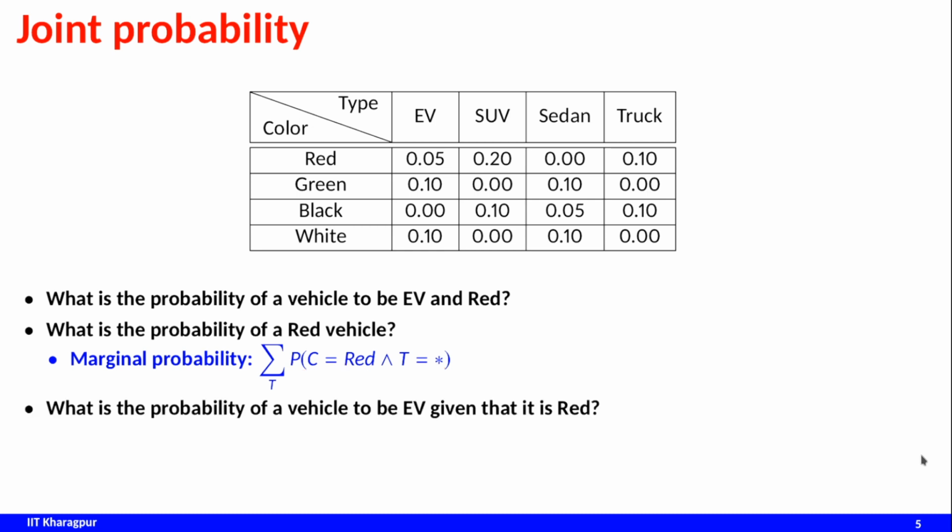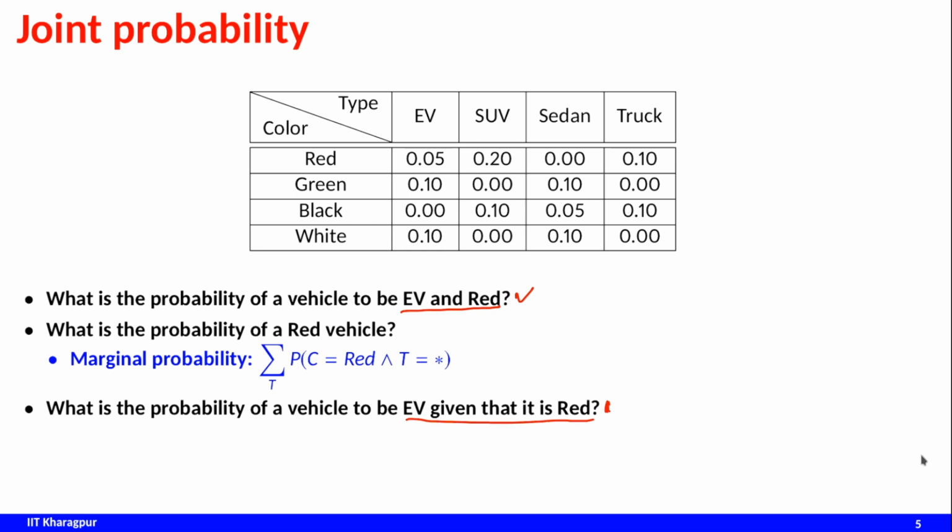Now let us look into another question. What is the probability of a vehicle to be EV given that it is red? If you look into this one and this one, there is a slight difference. Here I am asking whether it is an EV and red, and in this case I am asking whether it is EV given that it is red. So given the color is red, what is the probability of EV? When we try to reason about this kind of probability, given a fact, and I want to find out the probability of a certain thing, then it is nothing but the conditional probability.